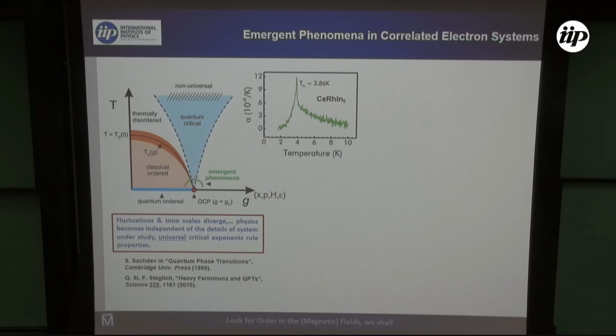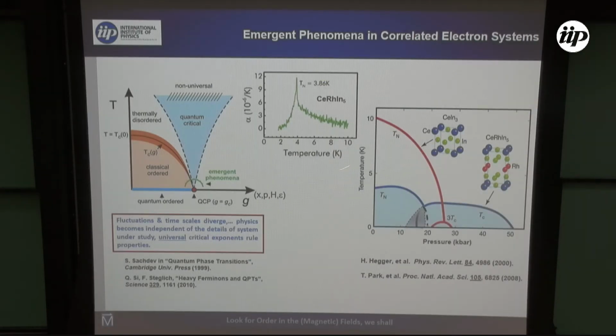CeRhIn5 is a compound that orders antiferromagnetically at 3.86 Kelvin. This is the coefficient of thermal expansion, again very much like the specific heat. When you apply pressure in this compound, we're talking here about CeRhIn5 and CeIn3, the precursor of CeRhIn5. That is more cubic, this is more 3D, this is more anisotropic, a little bit more, not much, with the rhodium layer in between the indium and cerium layers. You can see, let me see, just focus on the red one that is simpler.